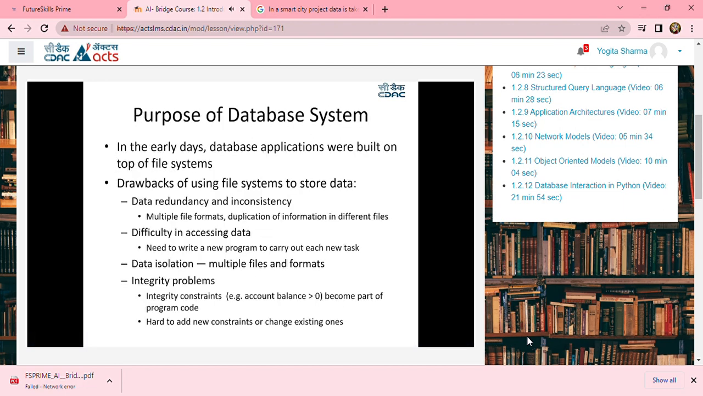Now, what is the purpose? Why do I need to maintain a database system? The application of the database system is to store the data. So I do have multiple formats in which I can store the data.